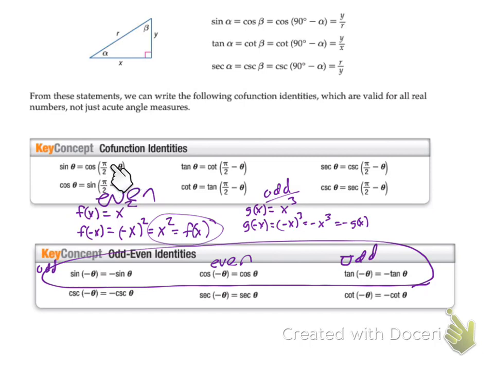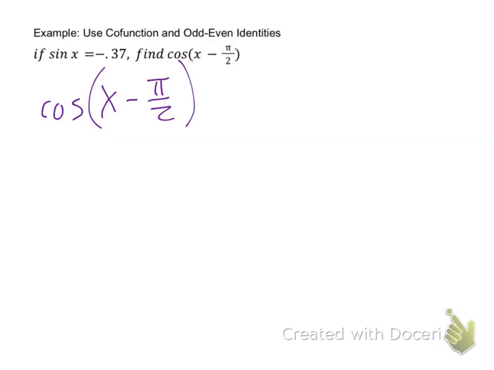So wait a minute. This one says pi over 2 should be first. Is it first here? No. Can I change that order? I don't see why we couldn't, right? They're just added, or subtracted, right? Added. So cosine of a negative pi over 2 plus x. Is that the same thing now? Not really. Go back to that original one. The pi over 2 should be positive, and the x should be negative. So that means there's an extra negative laying around in there.